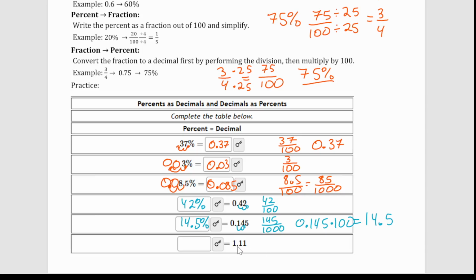Similarly, for 1.11, if I were to do 1.11 times 100, that would give me 111%. I also could think that this is basically 11 hundredths plus another 100 hundredths for the 1 to again get that this is 111%. Or move it over 2 places to the right. Regardless, you get 111%.